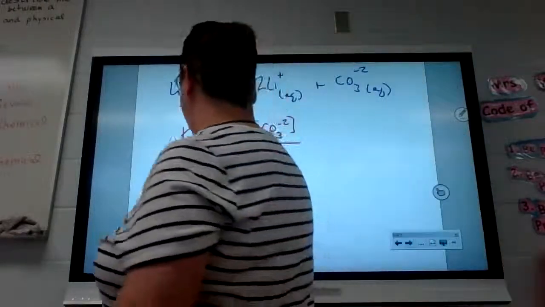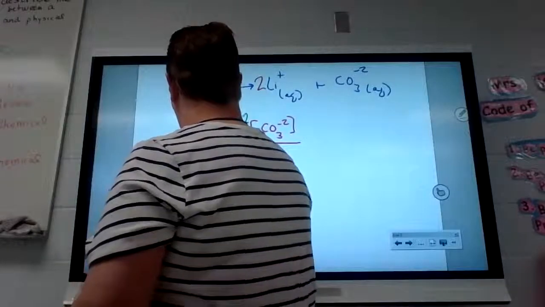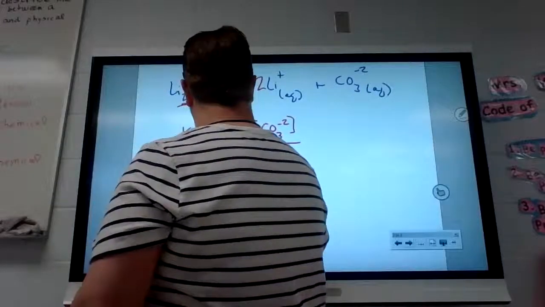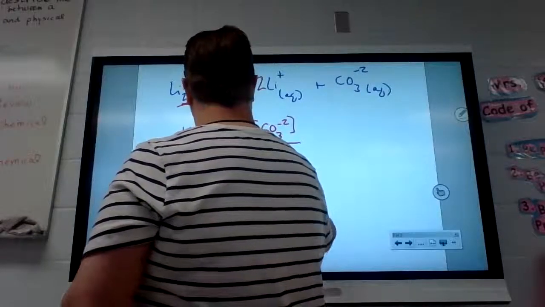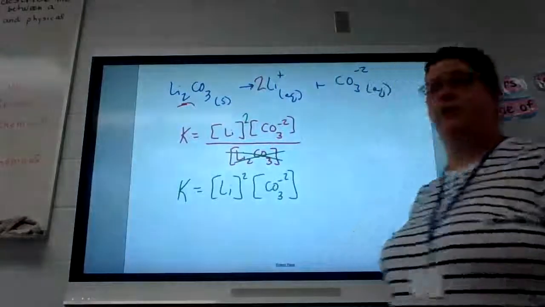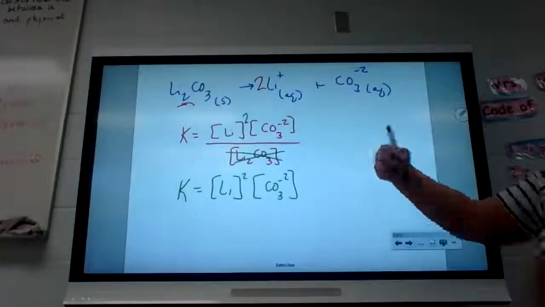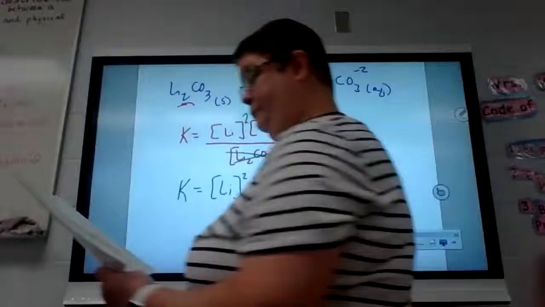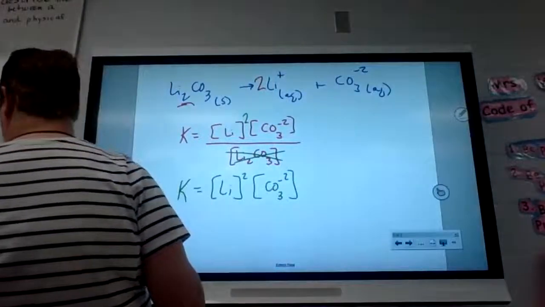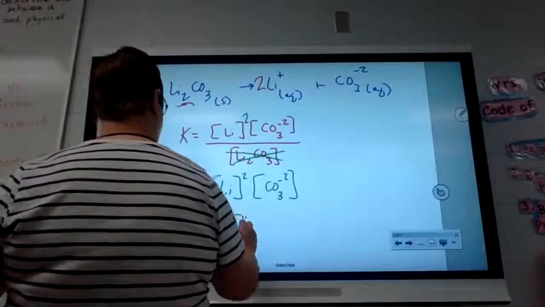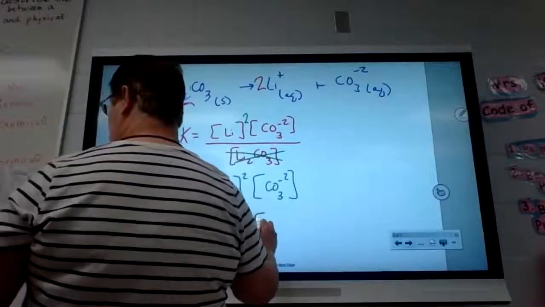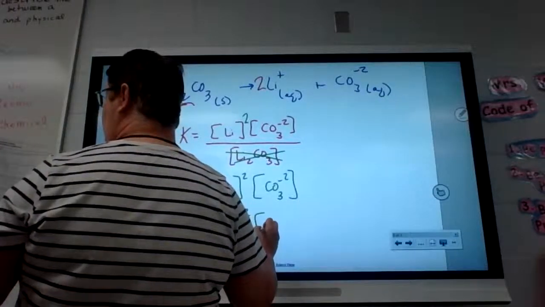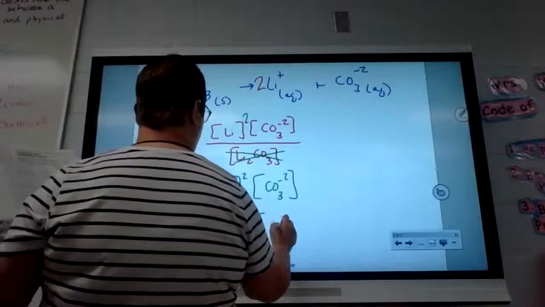All right, so K is equal to Li squared CO3 -2. Okay, those are the only 2 that are staying. So now you plug in numbers and only those. All right, so Li had 0.2 squared and CO3 had a 0.1.